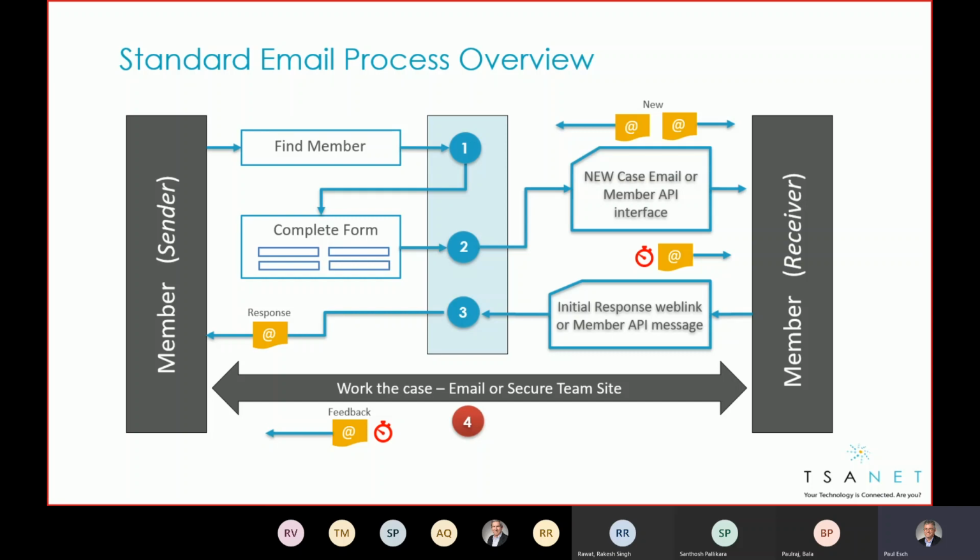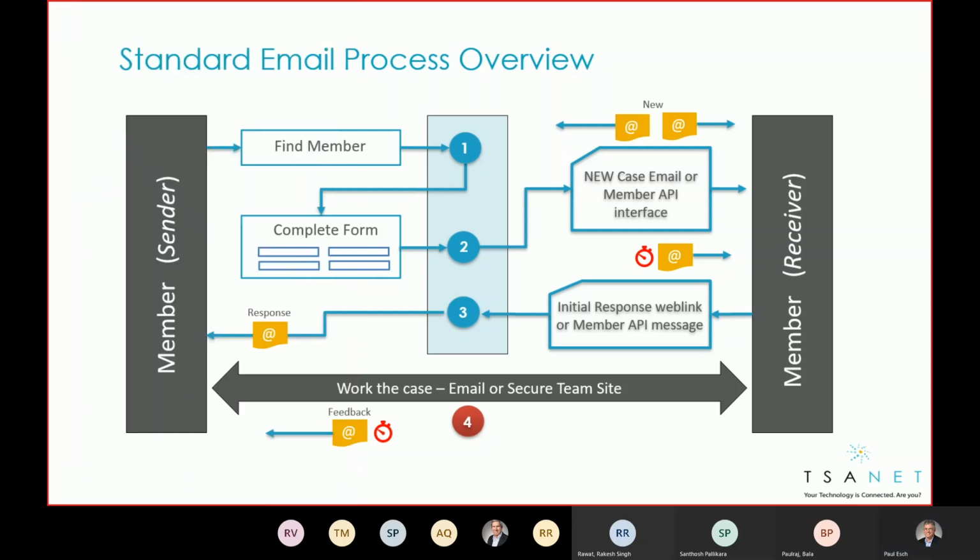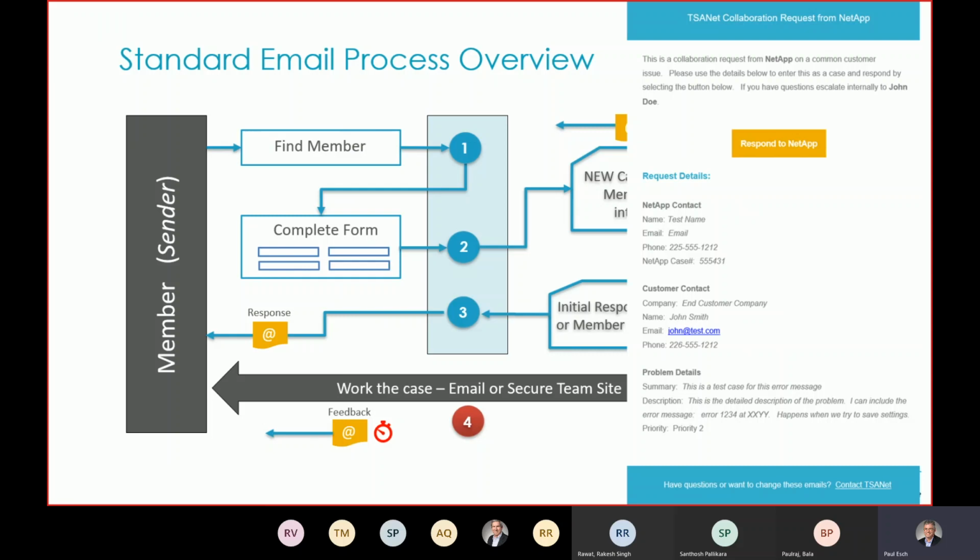As a sender, you're going to get an email that contains all the information you just entered into that form. You'll also get these escalation instructions, which you can see here at the top of the form. It gives you information on what to do if something goes wrong. If you don't get a response or you need to escalate the issue further, you always have those escalation instructions.